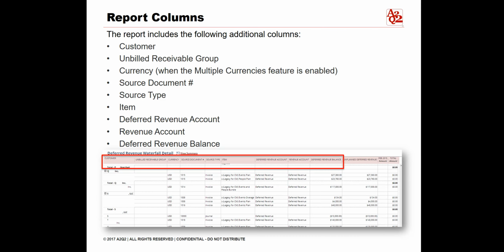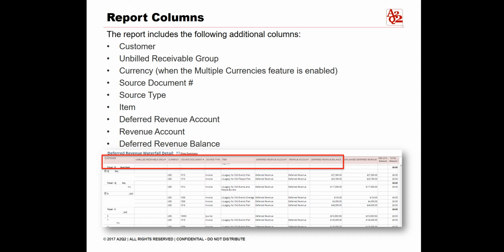Report results are grouped by customer. Unless the accounting preference unbilled receivable adjustment journal grouping is set to element, unbilled receivable adjustments are included in a separate row. This row has no revenue account. There is one row for each group or arrangement.